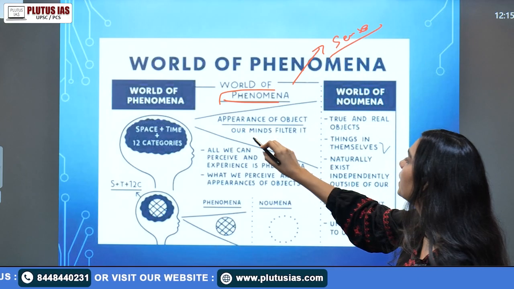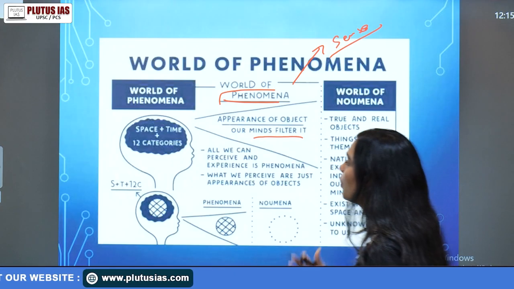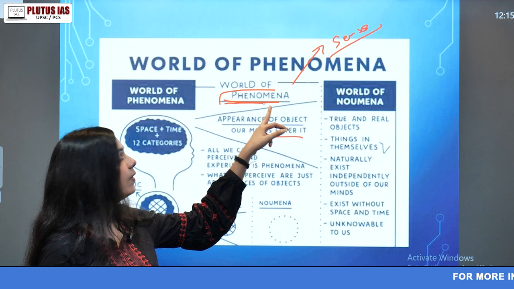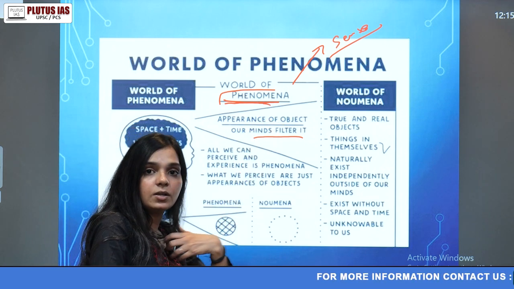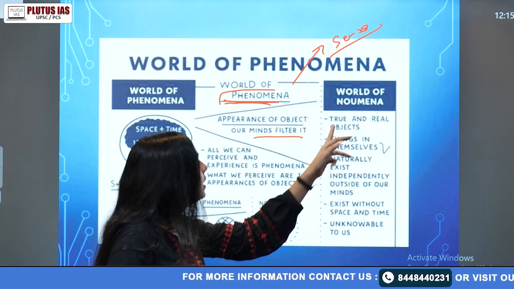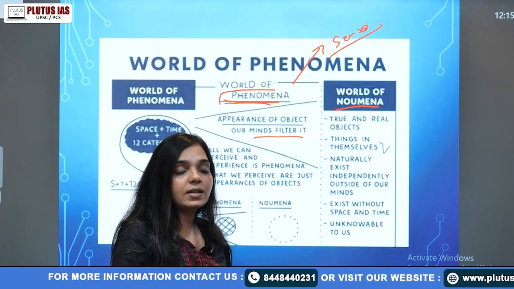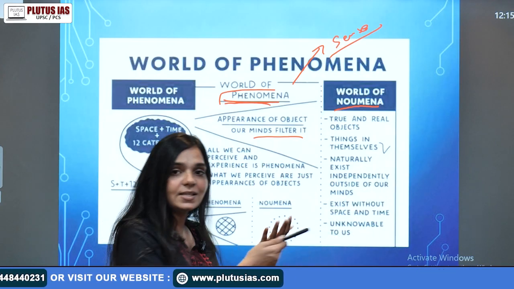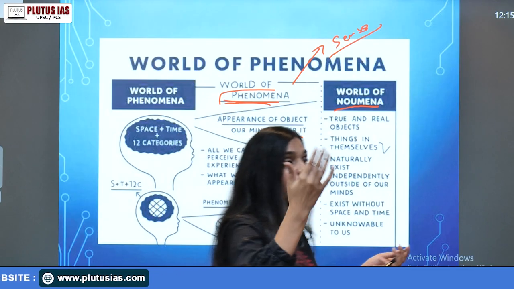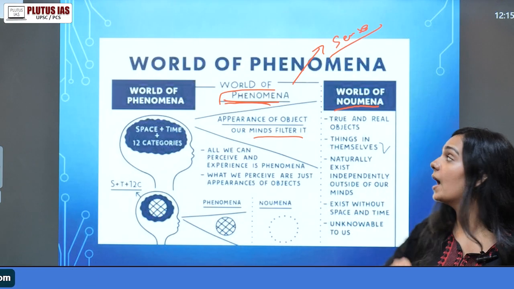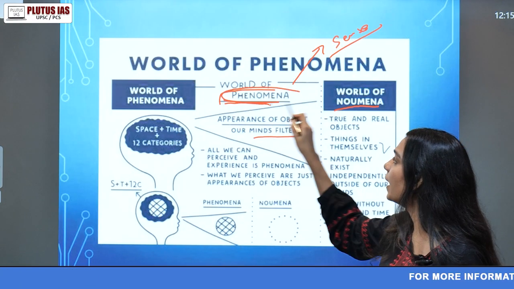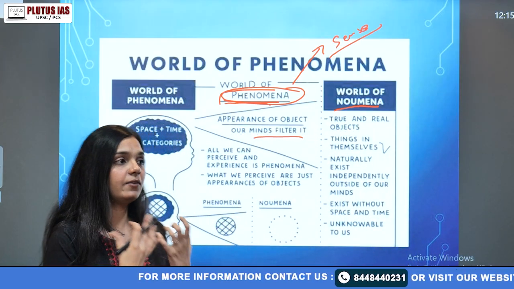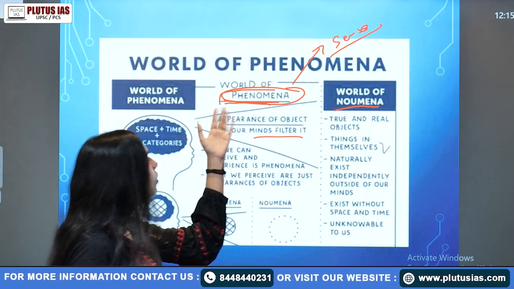Right, so it is the appearance of objects, and our mind filters it. So phenomena is the world where we actually come in contact with the object, right? And noumena is the world where the object is actually present. So for example, if I can see this pen, if I can see this camera, if you can see me, then that exists in the world of phenomena, right? I can perceive that, I can see it, touch it, hear it, feel it. That's happening in the world of phenomena.